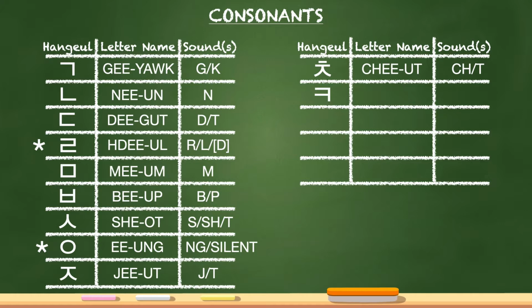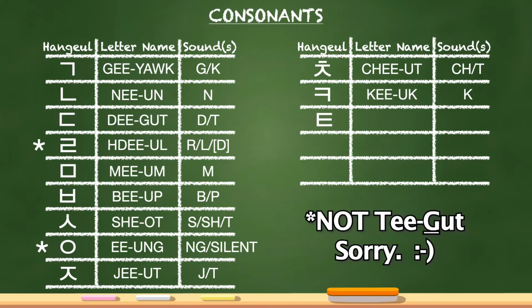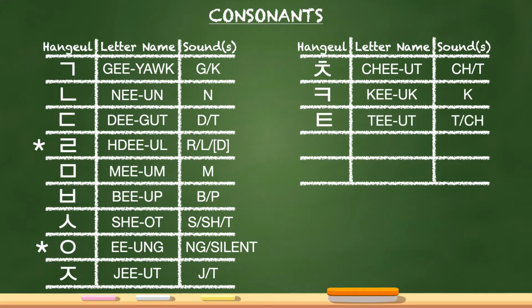Kiok. Tigut. Piup. Hiet. If you've been following along, you've noticed that some of these letters make more than one sound. Many of them make a T sound. Kind of. You might be wondering, how can an S or a J possibly sound like a T? We'll cover that more when I talk about pachim in the next video.